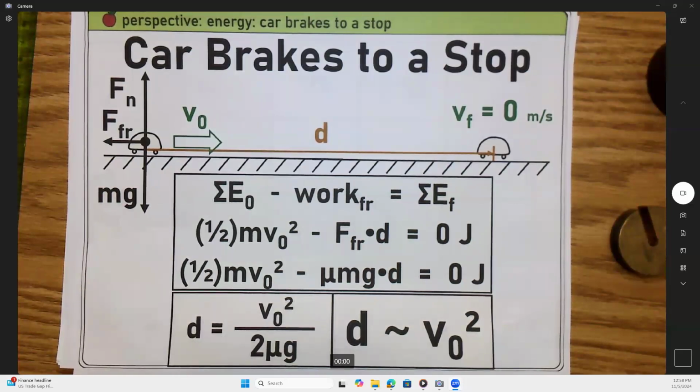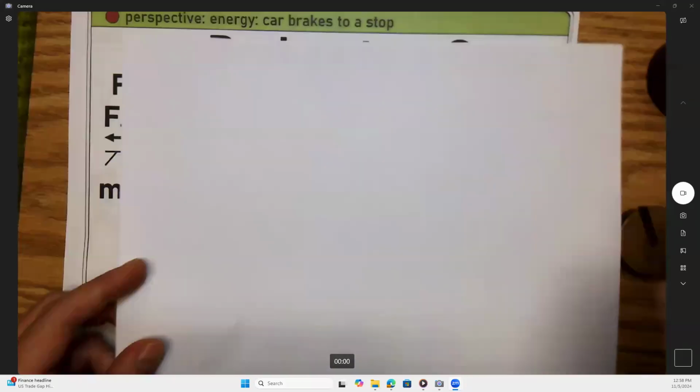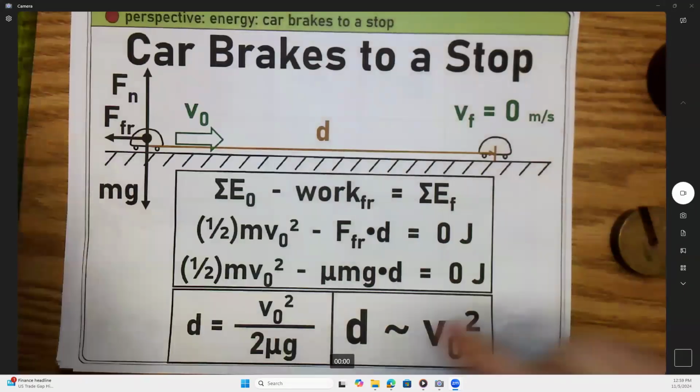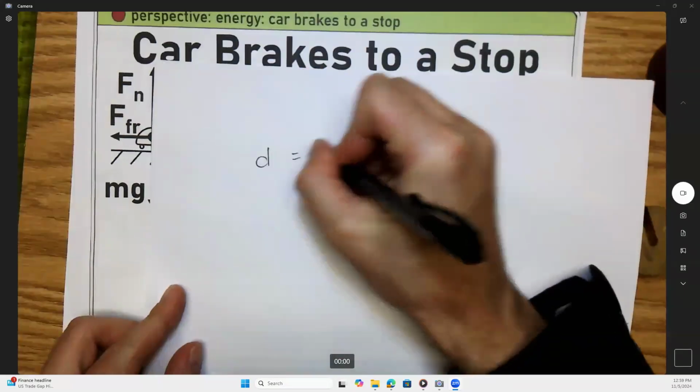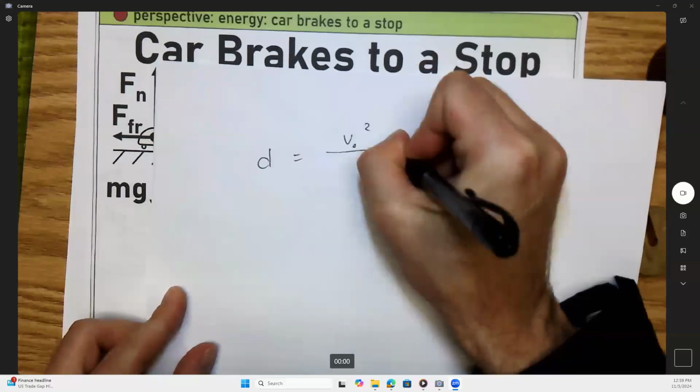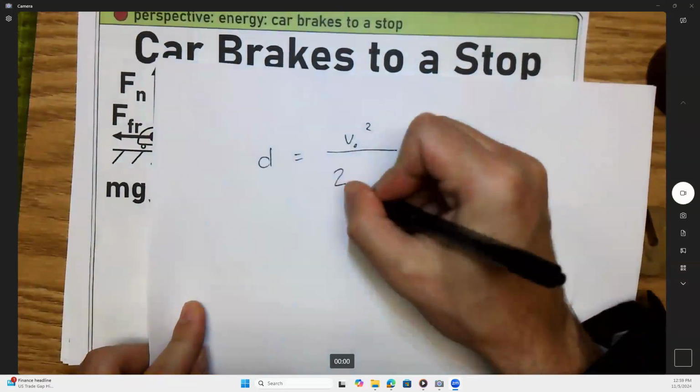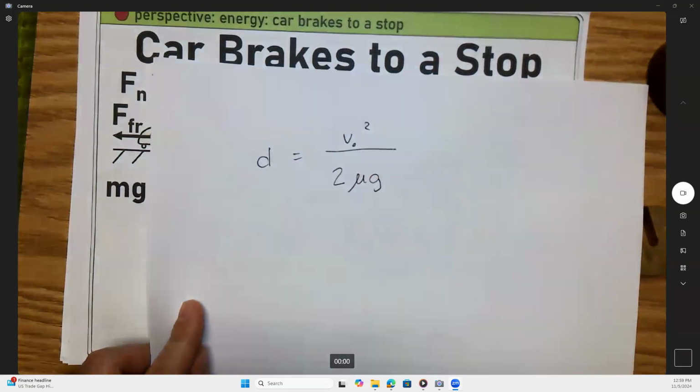Right? I bet some of you see that, but maybe not everybody. So let's do a numerical example. You ready? All right. Here, I'll start with the answer, which is braking distance is initial speed squared divided by 2 times the coefficient of friction times the gravity field of the planet. Okay, so that's the setup.